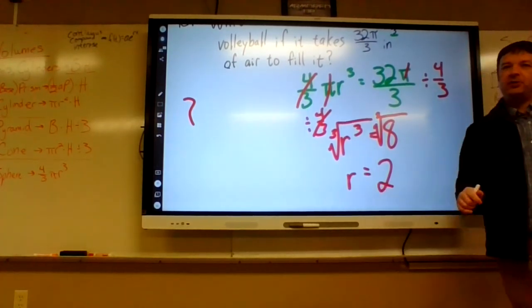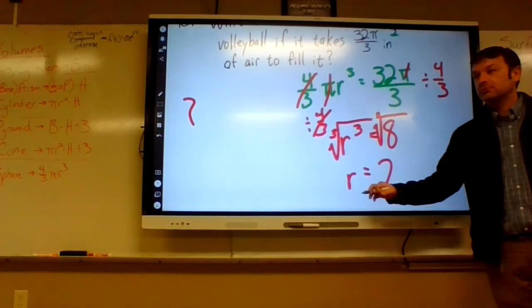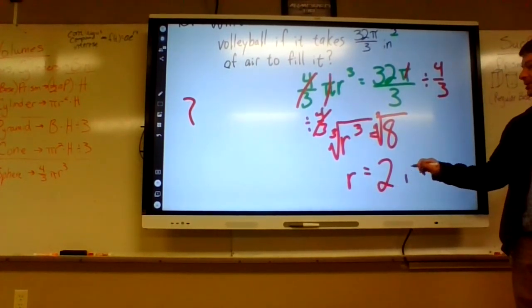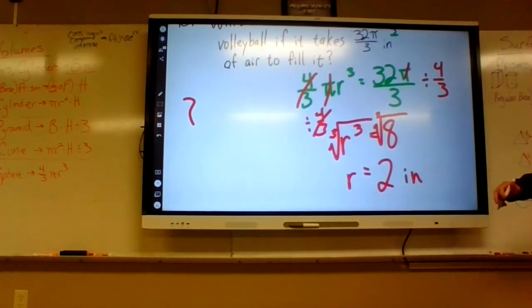That would be a very small volleyball. Are you going to set it up kind of like the test? Yeah, pretty much the same thing, just different numbers.